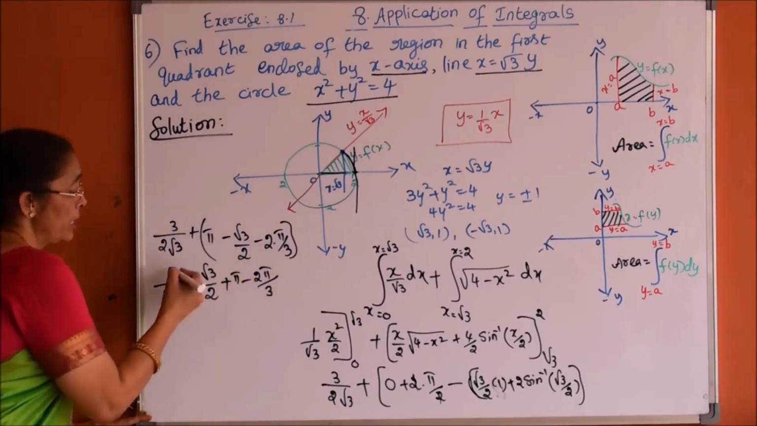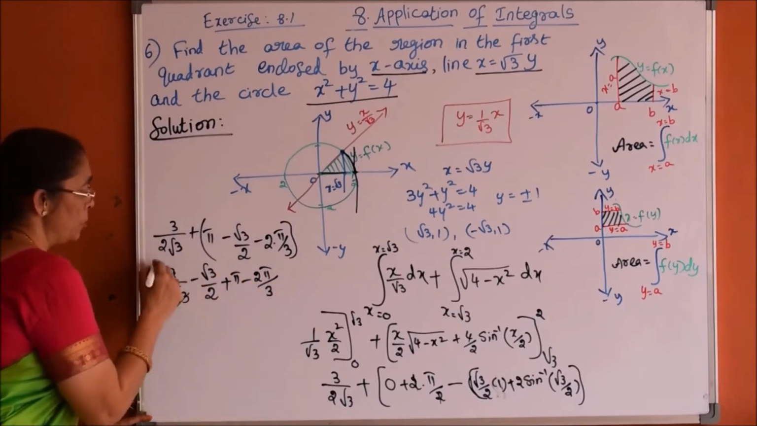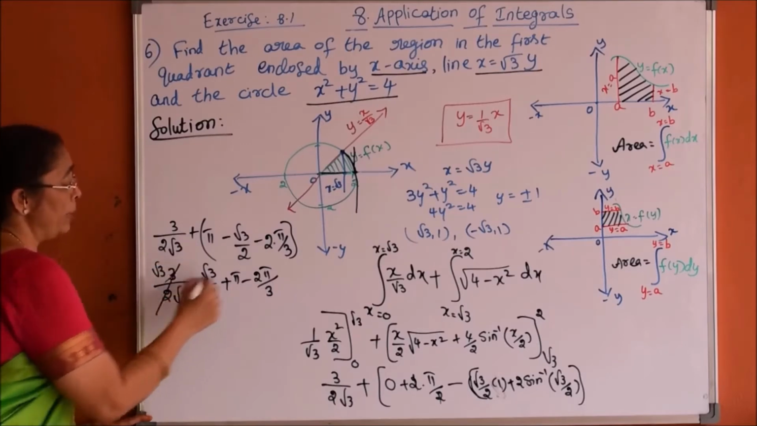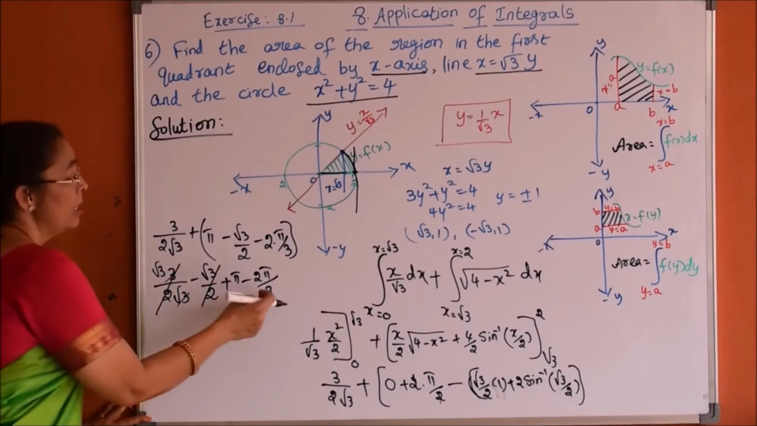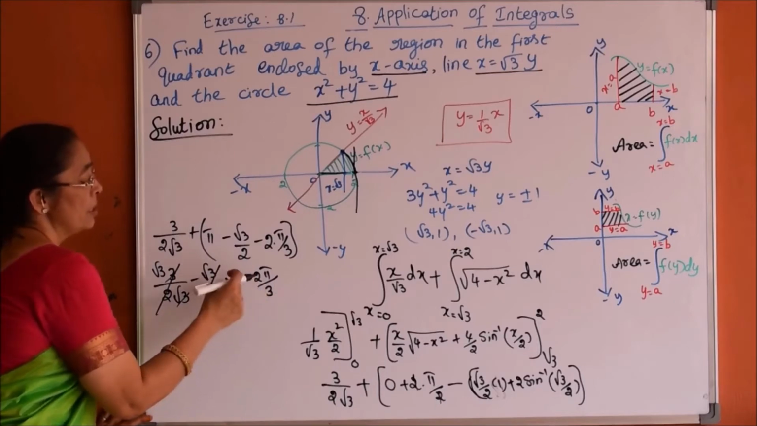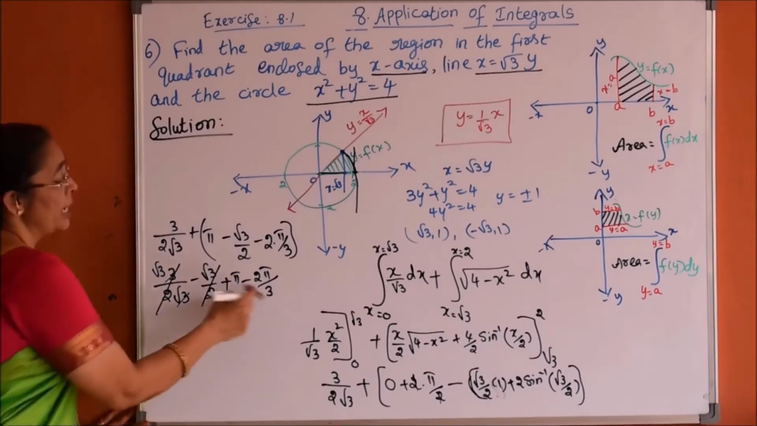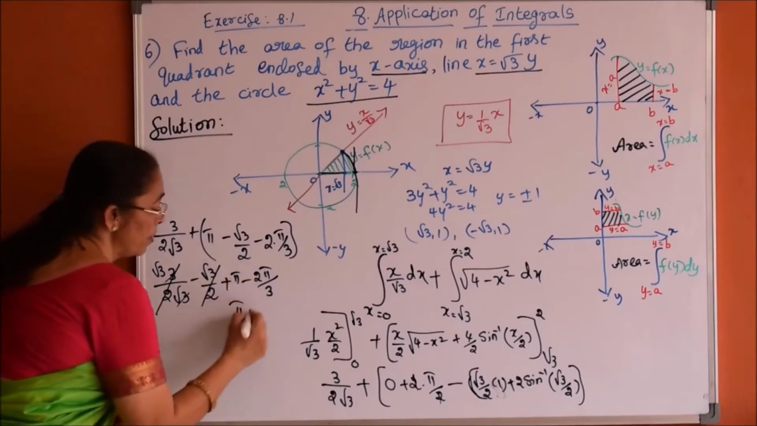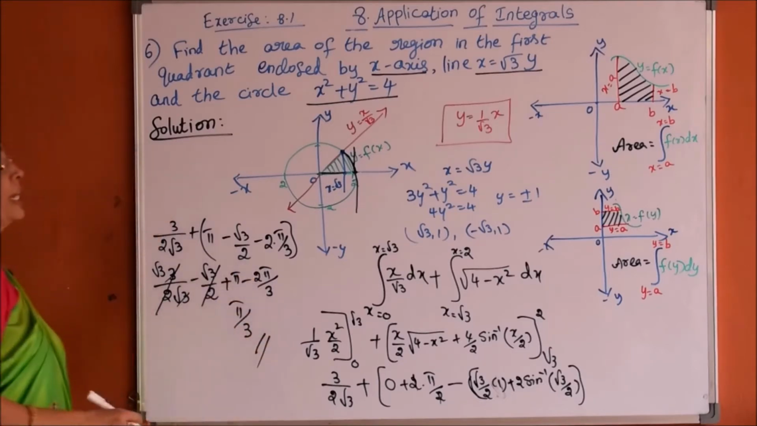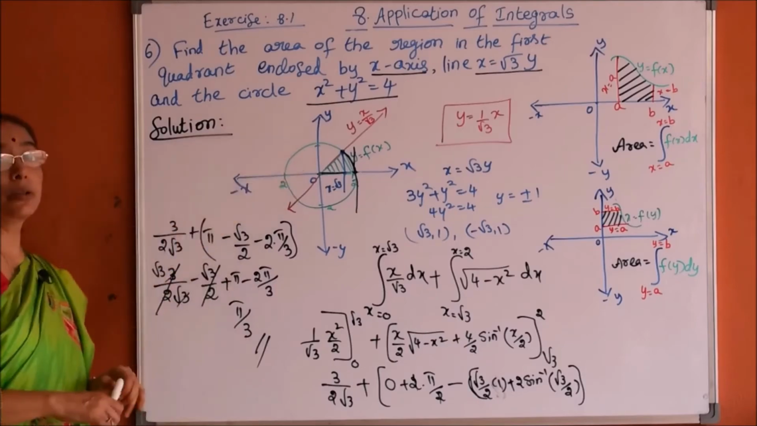Now, this one can be simplified, 3 by 2 root 3 as root 3 by 2. Now, root 3 by 2 minus root 3 by 2 gets cancelled. Now, this one by taking LCM, 3 pi minus 2 pi, which is pi by 3. So, the required area is pi by 3 square units.